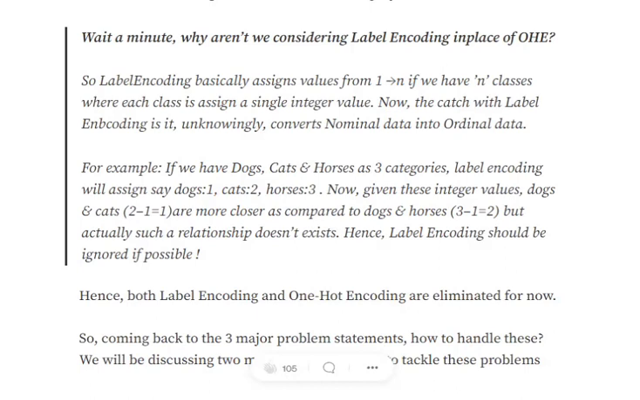So here the numerical value is farther for dogs from horses as compared to cats, and eventually label encoding is giving an idea that categories like dogs and cats are closer to each other as compared to dogs and horses, but this is not the truth. Hence, what label encoding is actually doing is unknowingly converting your categorical data into some ordinal numerical format, which is not correct.